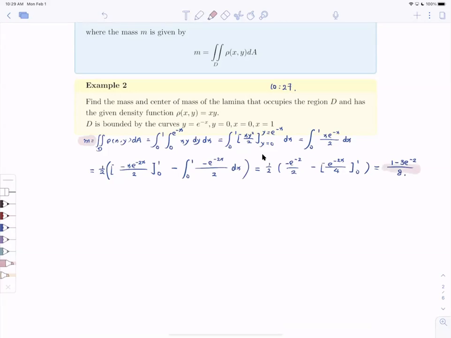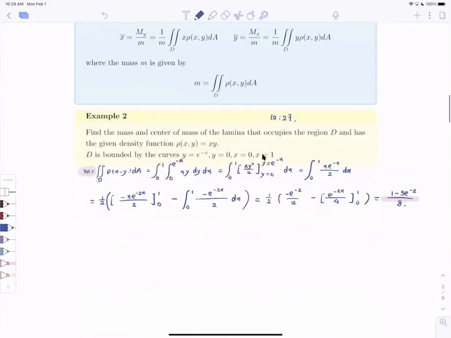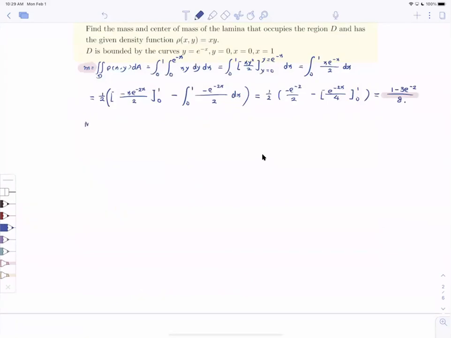That's the first one, and then you need to find the center of mass. So to find the center of mass, I'm going to calculate those two first. So Mx equals... do you guys mind if I skip the calculation part?